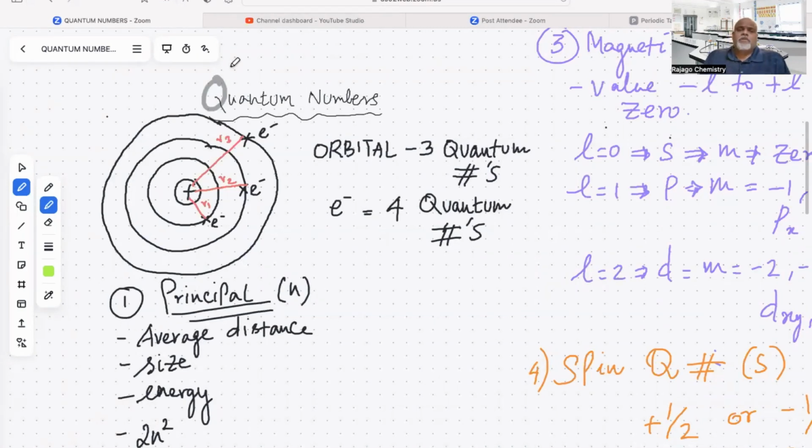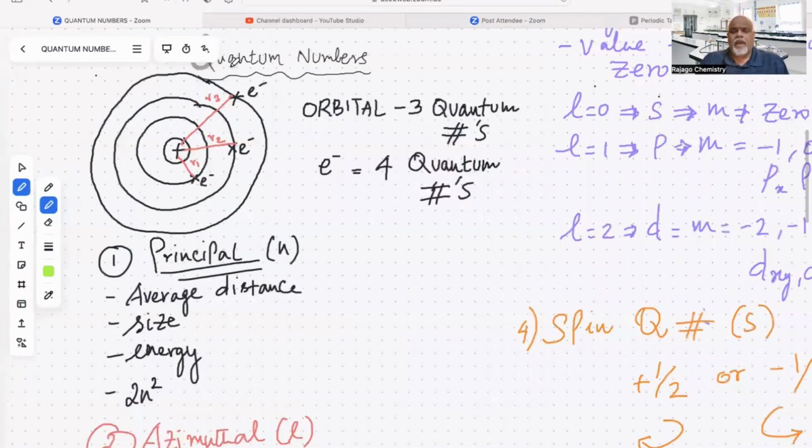So, what are these quantum numbers? I am going to put up a general video about how these quantum numbers came from Schrodinger's equation. But here we are going to look purely at what the quantum numbers are, what they tell you, why there is a need for quantum numbers, and how to calculate them.